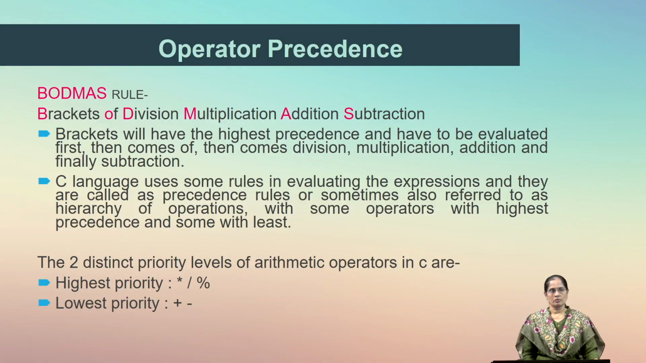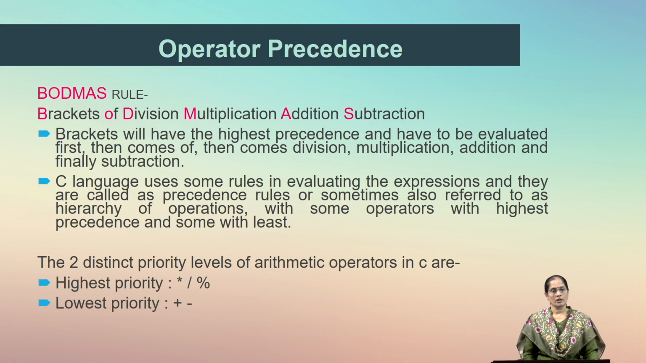And now we will learn about operator precedence. Bode-Maas rule, it has brackets, division, multiplication, addition and subtraction. So, the brackets will have the highest precedence, most priority to be given for evaluating the brackets, and then comes the division, multiplication, addition and finally subtraction. So, this order is followed for evaluating the operators if the expression has the operators division, multiplication, addition and subtraction together in an expression. So, C language uses some rules in evaluating the expression and those rules are called precedence rules, and there is a stringent hierarchy of operations to be followed in case you want to evaluate the expression on applying the precedence rules.